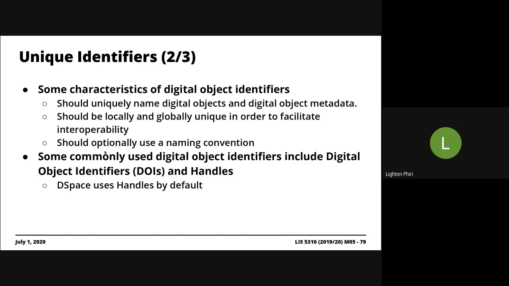Another key thing is that the identifier should use some sort of consistent naming scheme, right? A key thing for most of these identifiers that are available out there, like DOIs or handles, is that within the identifier itself, you'll find portions that uniquely identify your repository, and portions that uniquely identify the object when referred to in that particular digital library or repository, right? The key thing here is there should be some sort of consistent naming convention.